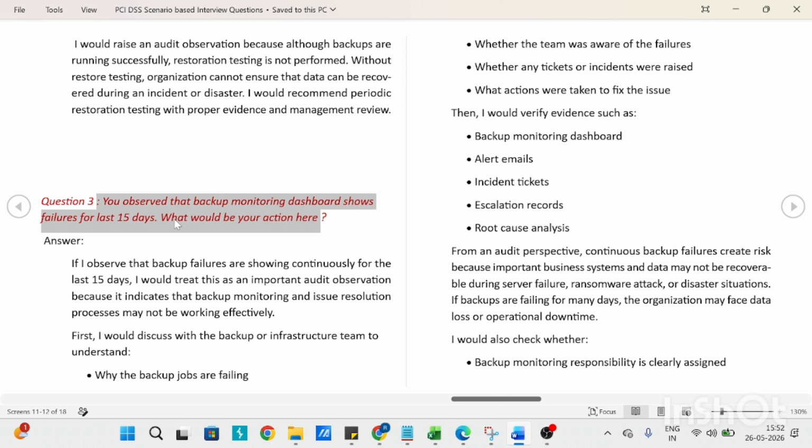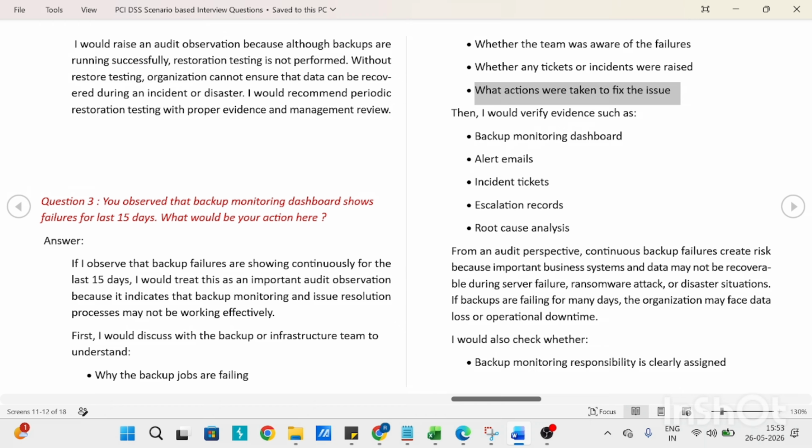Here's question number three. You observe that the backup monitoring dashboard shows failure for the last 15 days, 2 weeks. What would be your action here? So here the answer is, if I observe that backup failures are showing continuously for the last 2 weeks, I would treat this as an important audit finding, because it indicates that the backup monitoring and issue resolution process may not be working effectively, right? First, I would discuss with the backup or infrastructure team to understand why the backup job failed. Whether the team was aware of the failure or not. Whether any ticket was raised for that incident or not. What actions were taken to fix the issue.